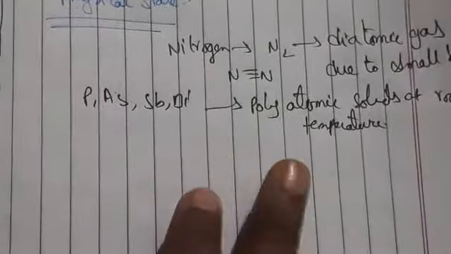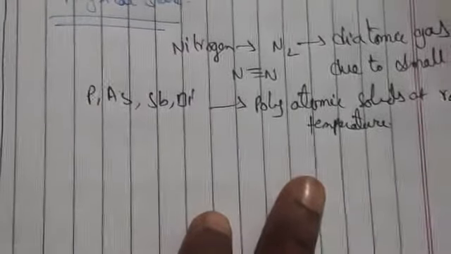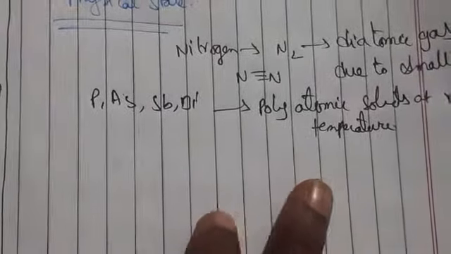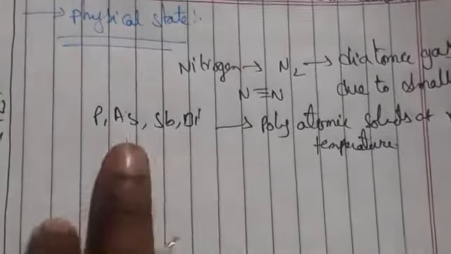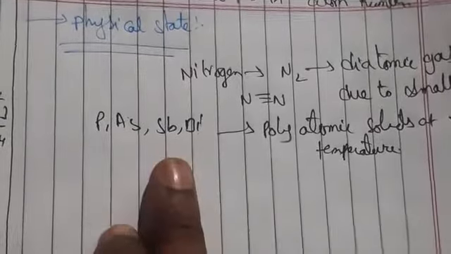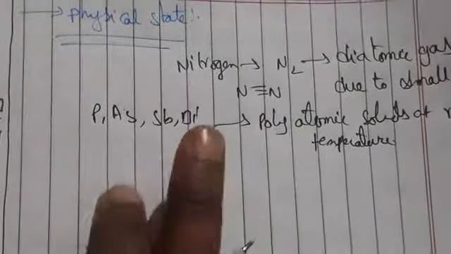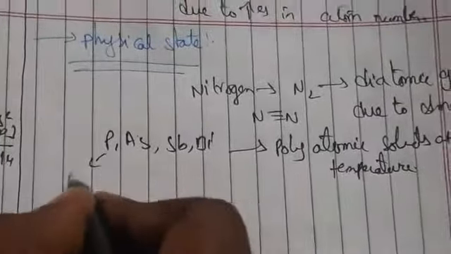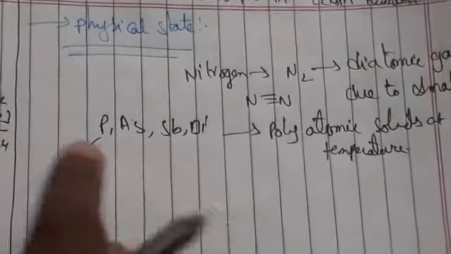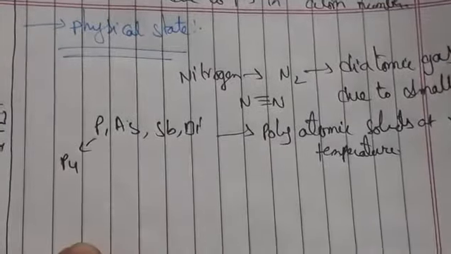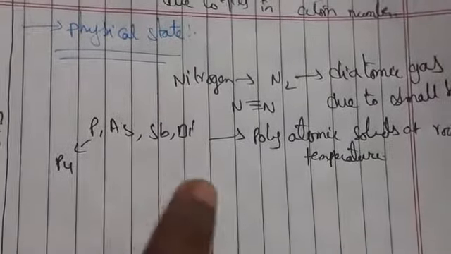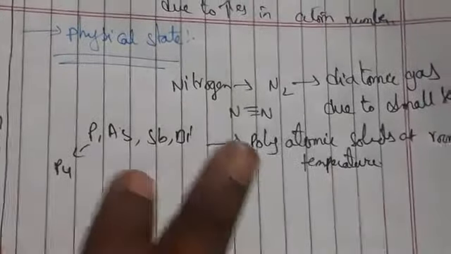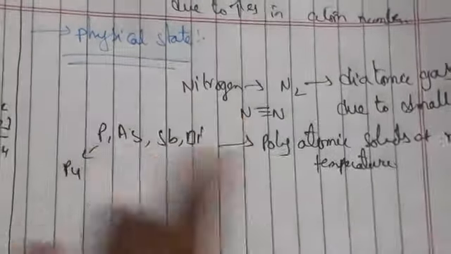Coming to phosphorus, this is bigger in size. Sideways overlapping of half filled p orbitals is not possible in phosphorus, so it has only single bonds like the P4 molecule. Due to this it has a chain structure and van der Waals forces increase, so phosphorus exists as a solid. So this is about physical state.